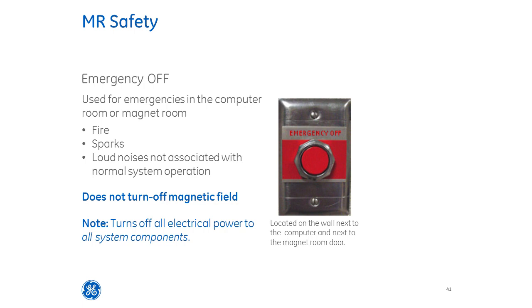The previous slide demonstrated how to run down the magnetic field in case of a static field emergency. Now, the emergency off button is located in the equipment room, the scanner room, or sometimes both. This is used to turn off the electrical power to the system components, but keep the magnet at field strength. This would be used in cases of fire, sparks, or loud noises that aren't associated with the normal operation of the system. It would be the customer that actually activates these safety measures.